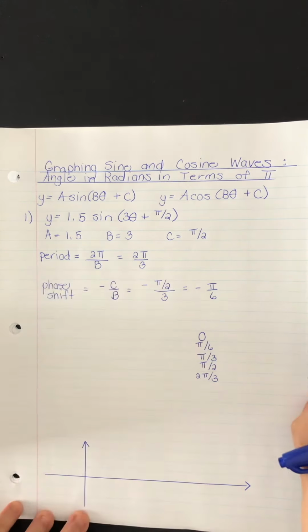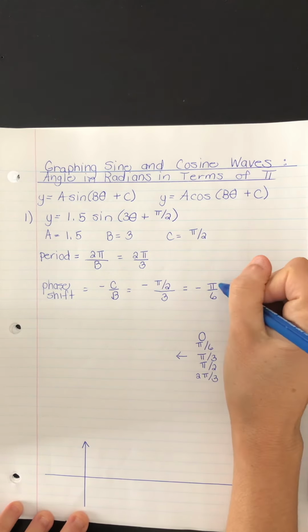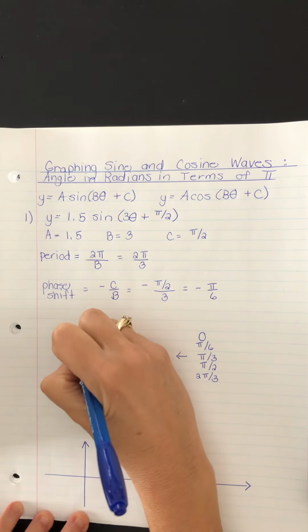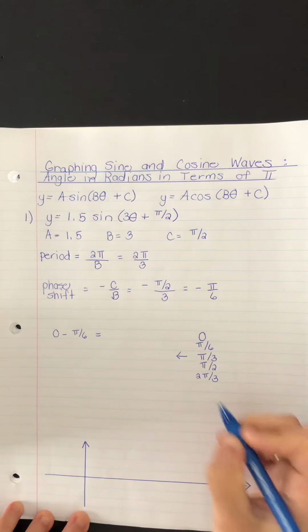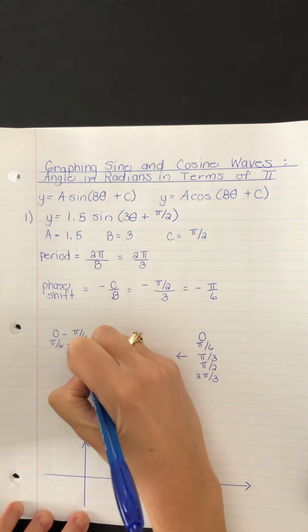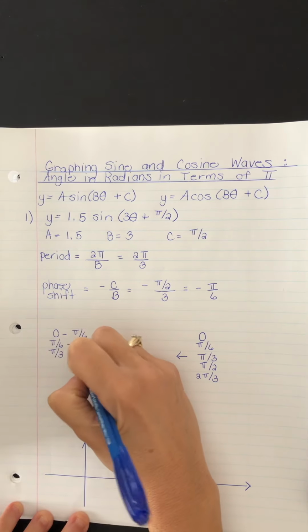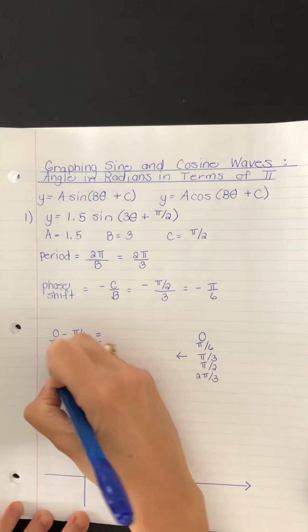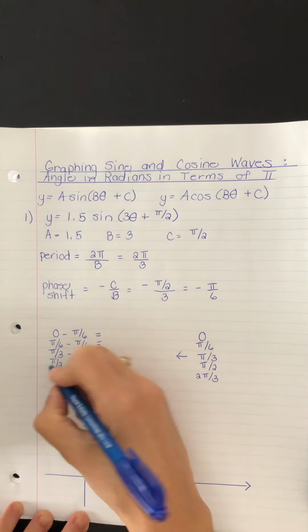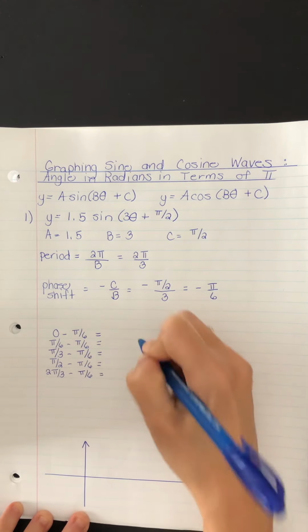And now what I want to do, shifting to the left, is take all of these numbers and subtract pi over 6 from them. So we're going to do 0 minus pi over 6 equals, and pi over 6 minus pi over 6 equals, pi over 3 minus pi over 6 equals, pi over 2 minus pi over 6 equals, and 2 pi over 3 minus pi over 6 equals. So we're going to work those out.